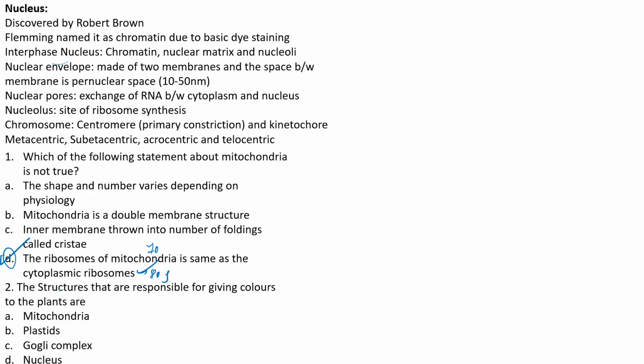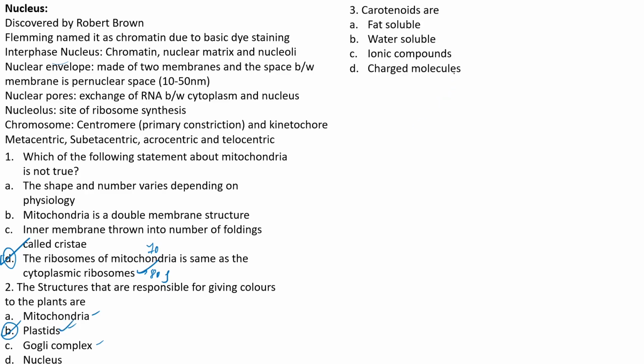The next question. The structure that is responsible for giving colors to plants: mitochondria, plastids, Golgi complex, nucleus. So we all know it is the plastids, mainly the chromoplasts and the chloroplasts, right? So hence B is our right answer. The next one. Carotenoids are fat-soluble, water-soluble, ionic compounds, charged molecules. They are mainly fat-soluble compounds. The xanthophylls and carotenes belong to carotenoids, and they are mainly fat-soluble in nature.